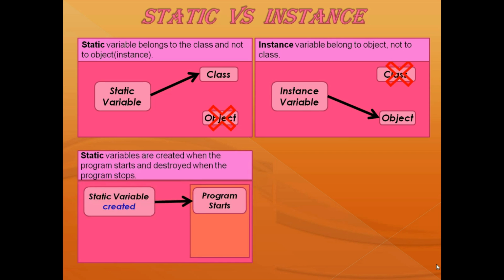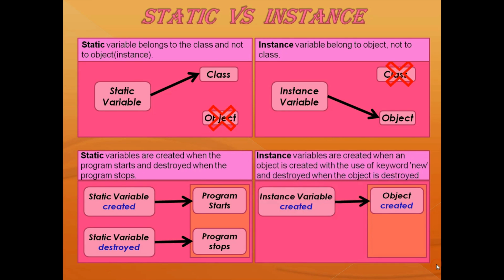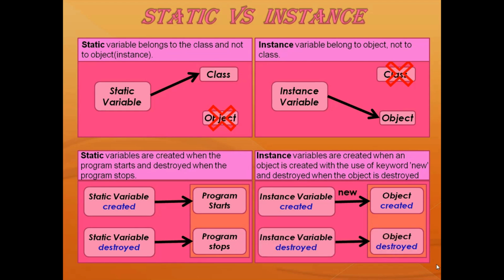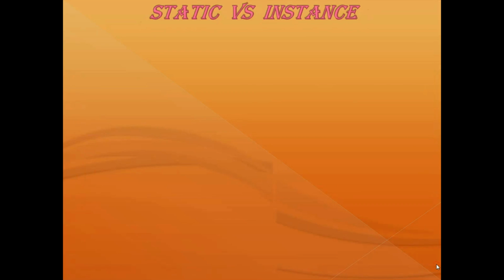Static variables are created when the program starts and destroyed when the program stops. But instance variables are created when an object is created with the use of the keyword new and destroyed when the object is destroyed. Okay.